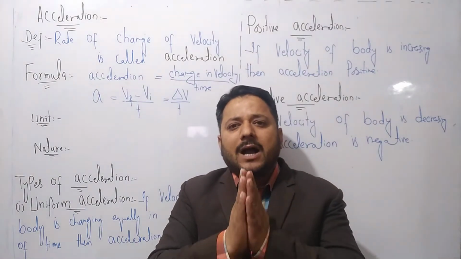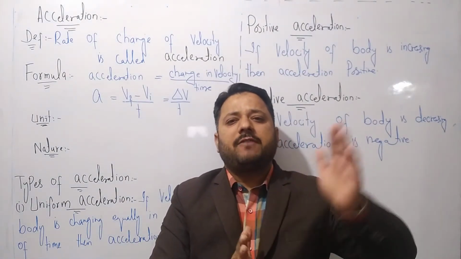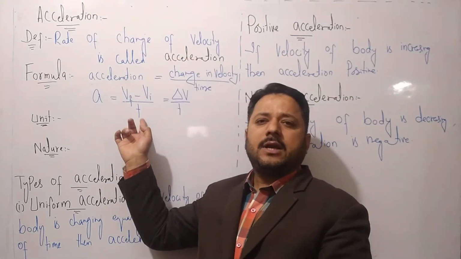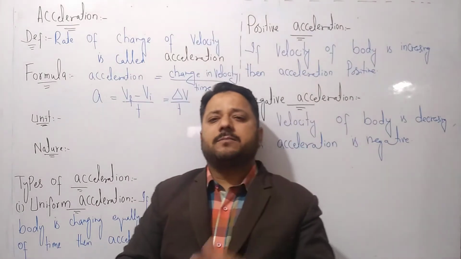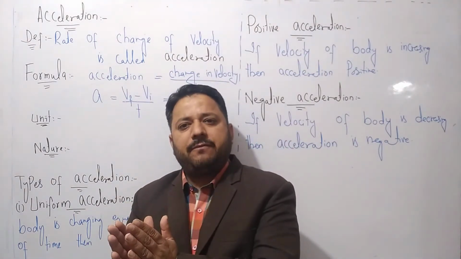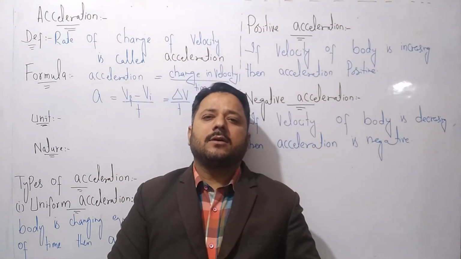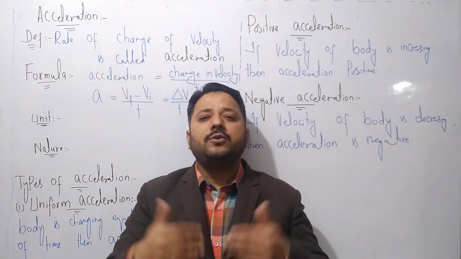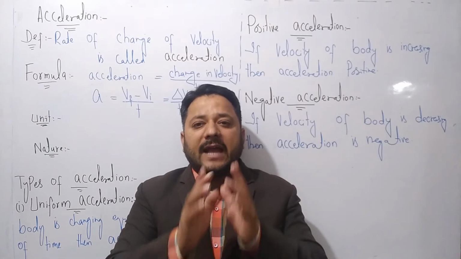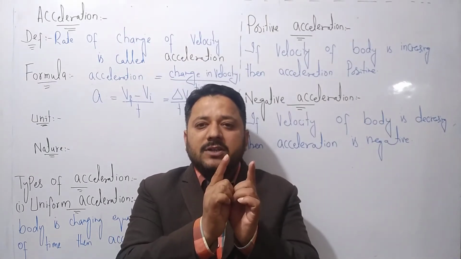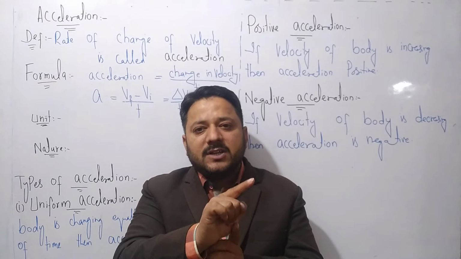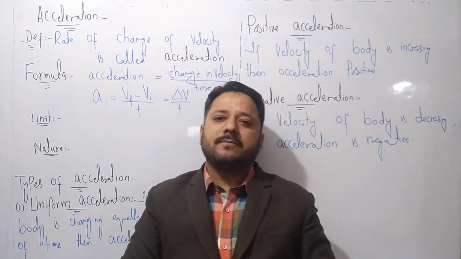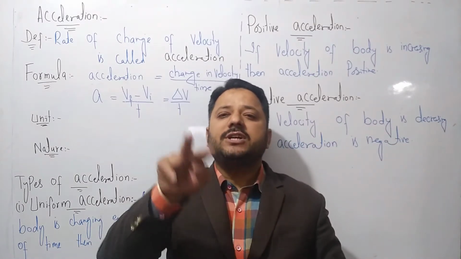For example, a car was moving with velocity 5 meters per second. After, for example, 1 second, its velocity becomes 7 meters per second. It was 5, now it is 7. How was the change? Change is 2. And how did you find it? You subtracted from the final velocity, that is 7, the 5, that was the initial velocity. Then you get change in velocity is 2.